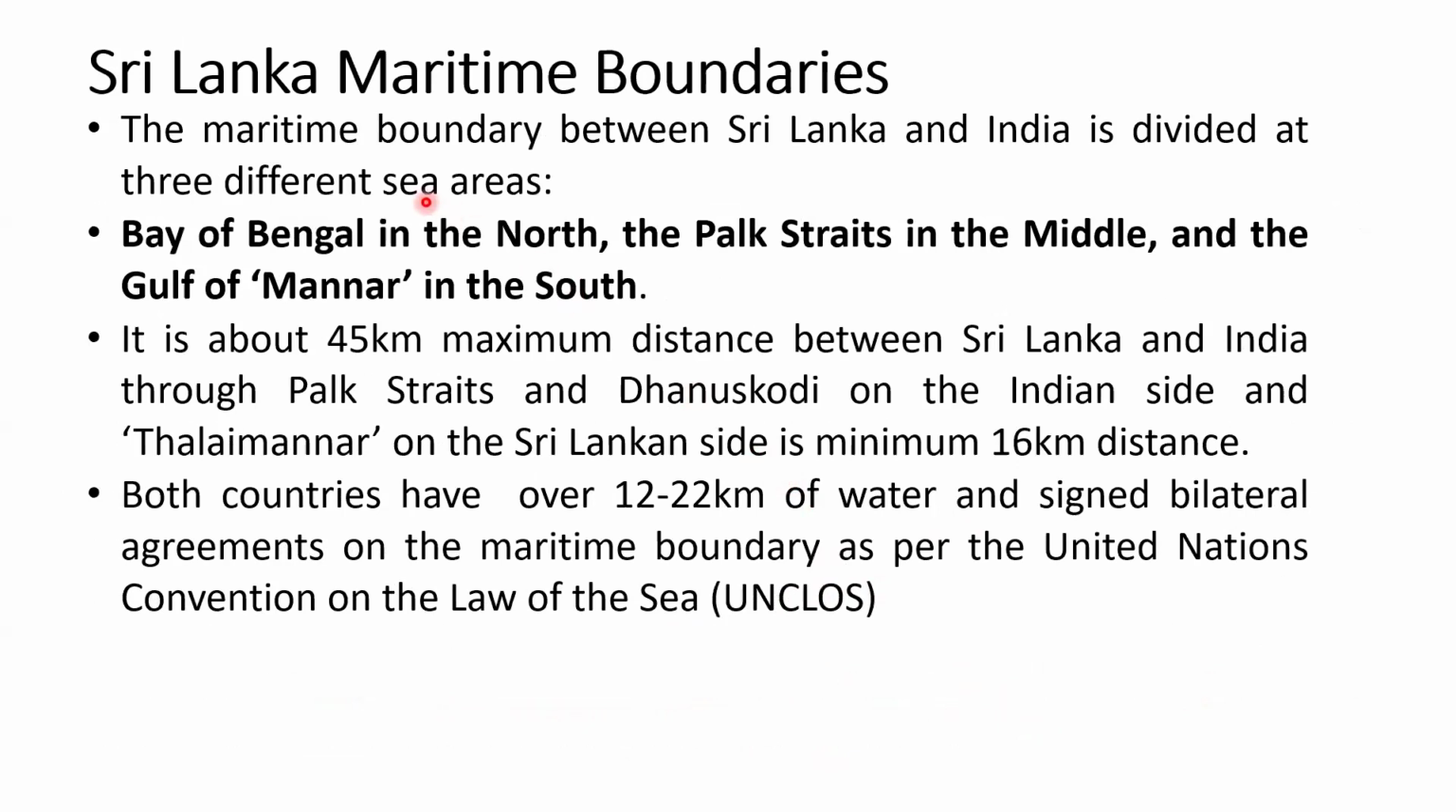Then our main scope is the Sri Lanka maritime boundary. This maritime boundary between Sri Lanka and India is divided into three different sea areas. One is the Bay of Bengal in the north, the Palk Strait in the middle, and the Gulf of Mannar in the south. It is about 45 kilometers maximum distance between Sri Lanka and India through the Palk Strait, and between Dhanushkodi on the Indian side and Talaimannar on the Sri Lankan side is a minimum of 16 kilometers. I will show you the maritime boundary in my next slide.